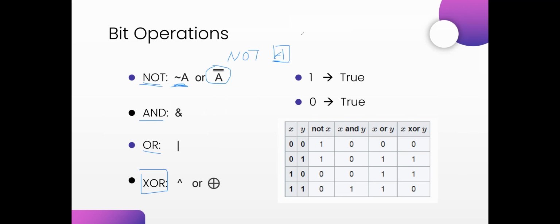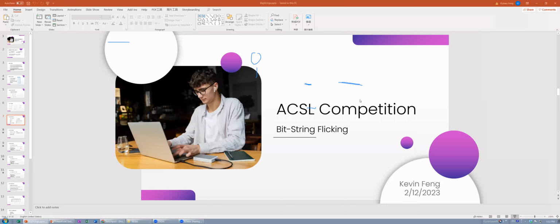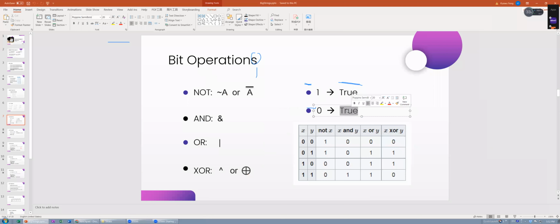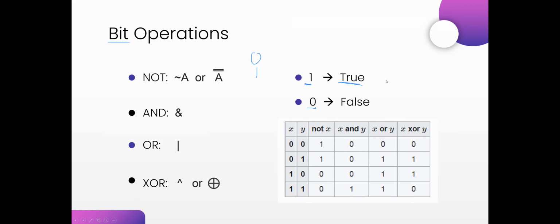But this is bit operation. A bit only has two values, 0 and 1. When you see a 1, that means true. When you see a 0, that means false. This is very important. Other things are the same as the logical operators, okay?